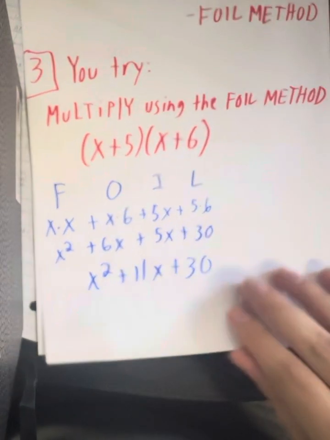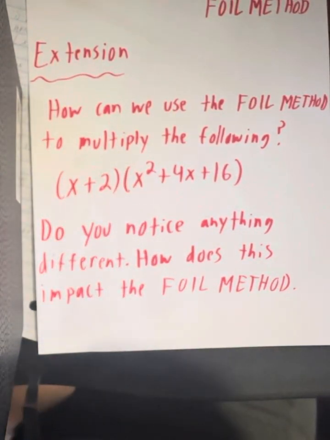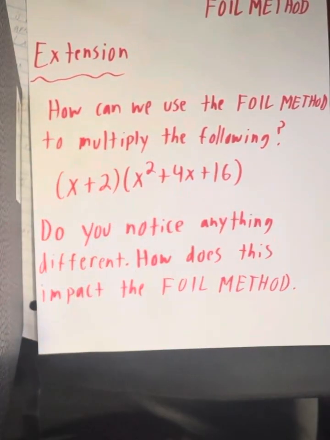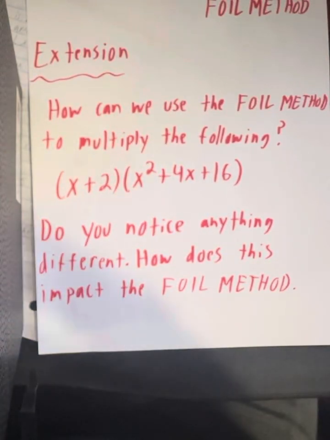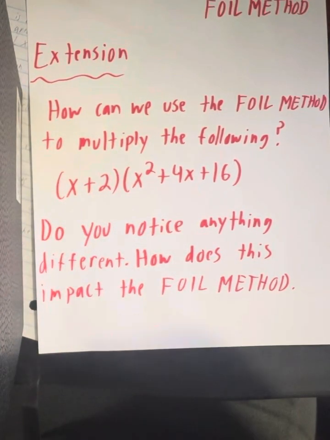Sorry about that. Okay, now this is going to be an extension. So how can we use the FOIL method to multiply the following? As you can see. All right, did you notice anything different? How does this impact the FOIL method? We'll go ahead and talk about this in our next class.